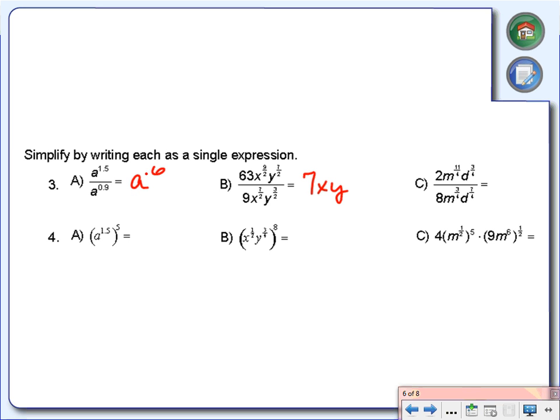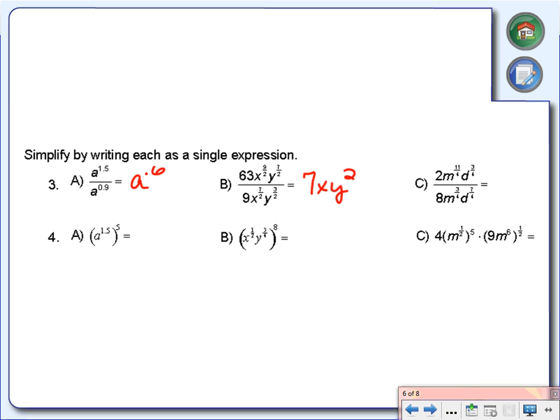The y's. Look at the exponents. We got 7 over 2 minus 3 over 2. What's 7 over 2 minus 3 over 2? 4 over 2. However, what is 4 over 2? 4 divided by 2 is a 2. So we end up with y squared.